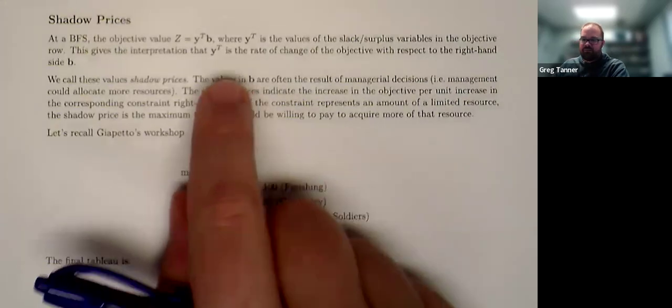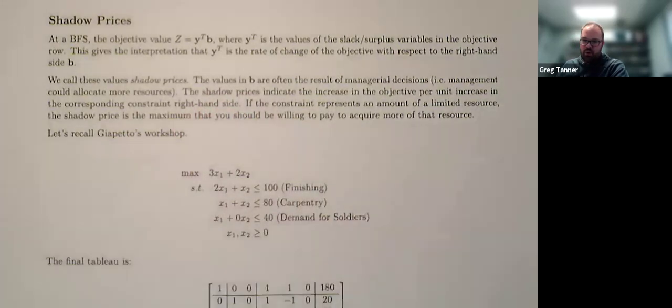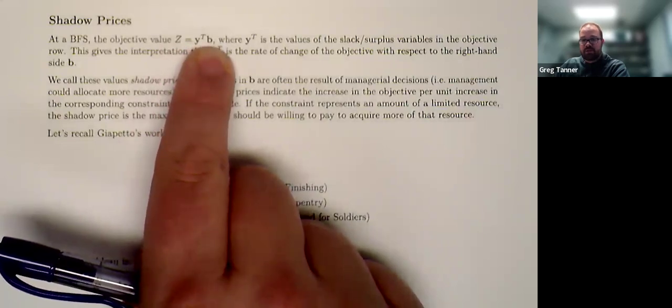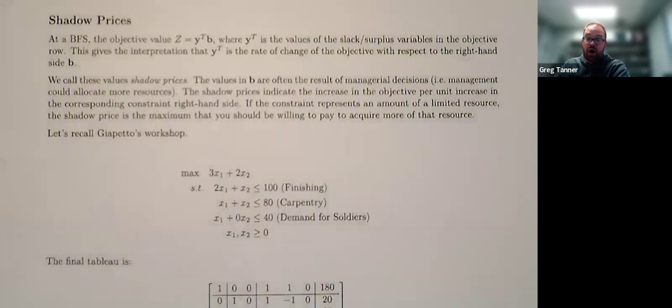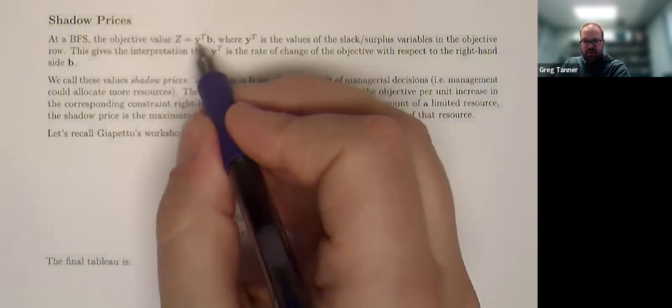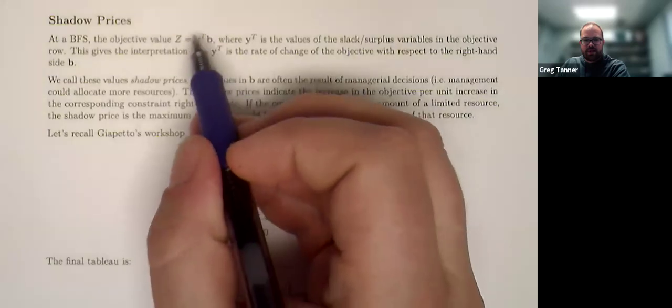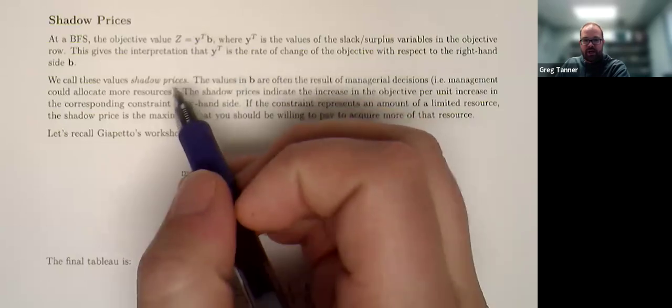We said that after we change our basis or change our tableau, do our row operations, and get to our final tableau, we can write our objective value as these dual variables times the right-hand side of our constraints. Essentially, our profit, or whatever our objective value is, is some numbers multiplied by our right-hand sides. That gives us this interpretation of these y values, these dual variables, as being shadow prices.